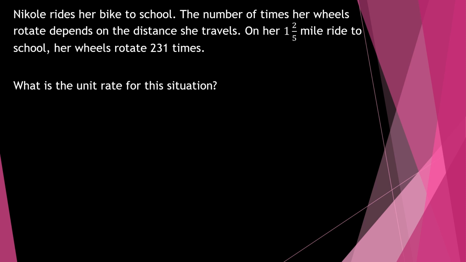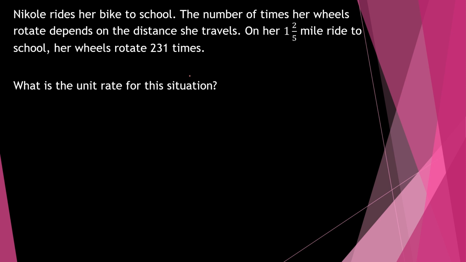Our next one here says Nicole rides her bike to school. The number of times her wheels rotate depends on the distance she travels. On her 1.5 mile ride to school, her wheels rotate 231 times. What is the unit rate for this situation?